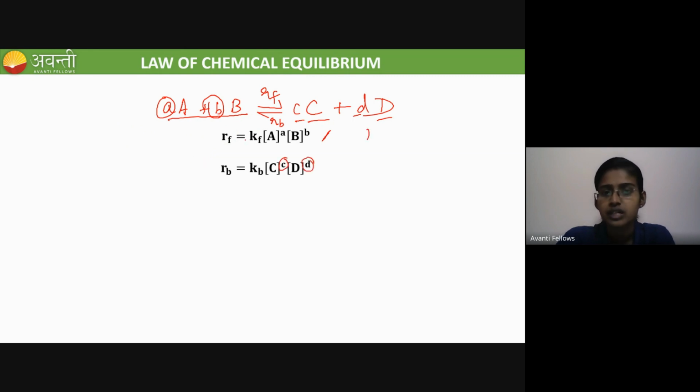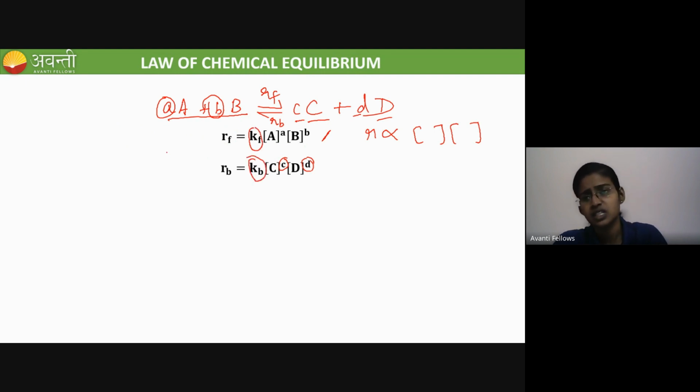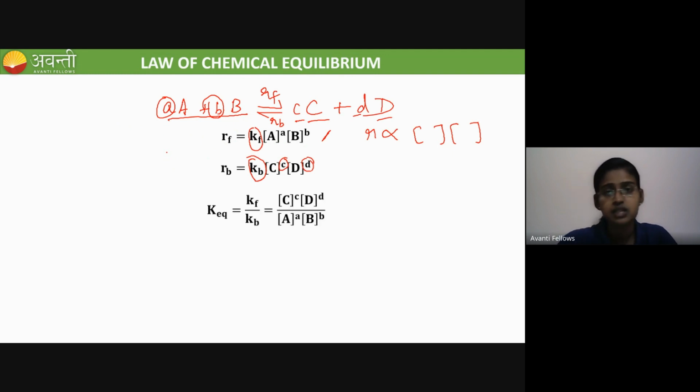So the rate is proportional to the concentration of the reactants. And what is this Kf? It is the rate constant. Kf is nothing but the rate constant. To write the equilibrium constant, which is called Keq, the expression should be like this: Kf by Kb is equal to Keq. Now, if we substitute the terms for C, D, A and B, this expression is nothing but the law of chemical equilibrium. This is the law of chemical equilibrium.